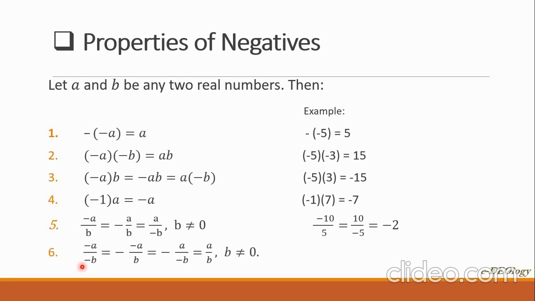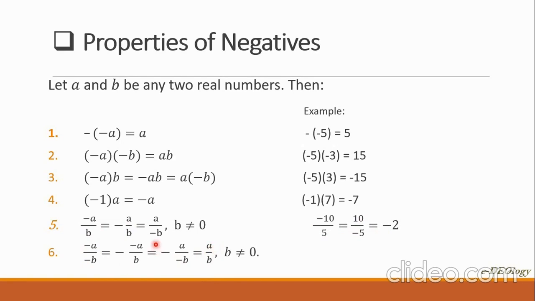The last rule is when we're going to divide two negative numbers. In this case, we have negative a divided by negative b. The answer here is positive a over b.